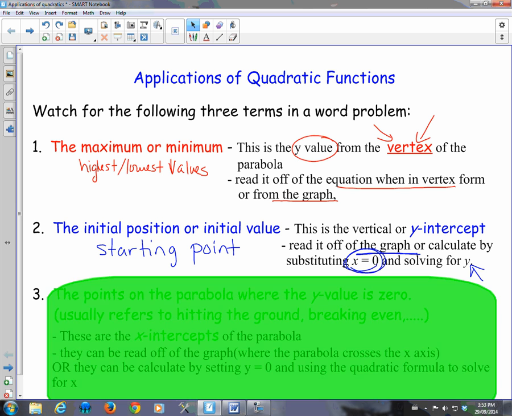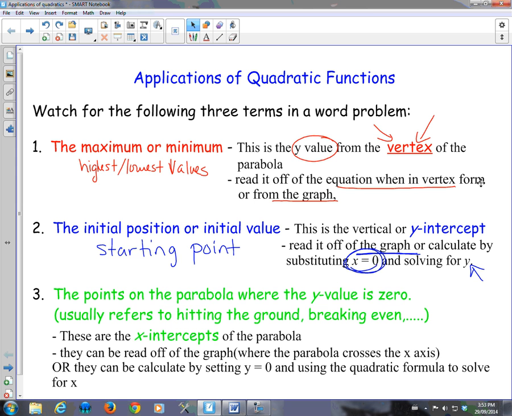Third thing: the points on the parabola where the y value is 0. When you're talking about a word problem, they're referring to something hitting the ground, like a ball or a rocket, or a business that's breaking even. These are the x-intercepts of the parabola. So you can literally look at the graph and see where it crosses the x-axis, or you can calculate it by setting y equal to 0 and using the quadratic formula to solve for x. Those are the 3 key things to look for in a word problem.